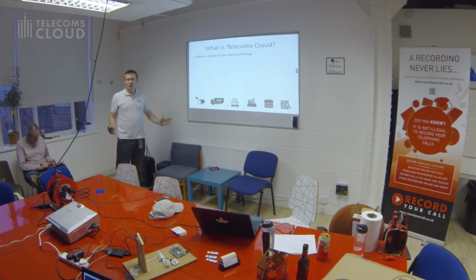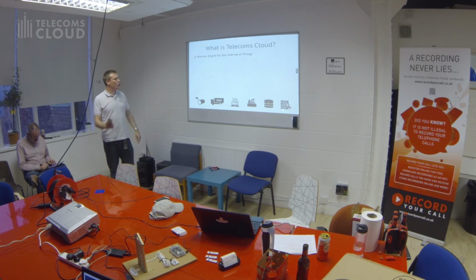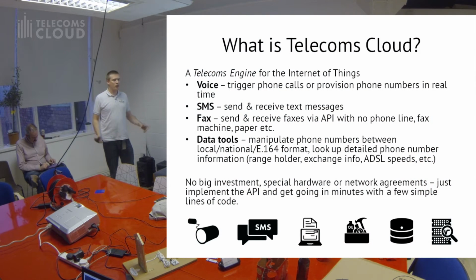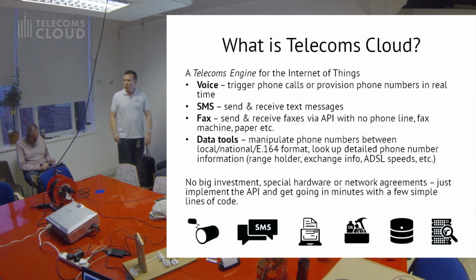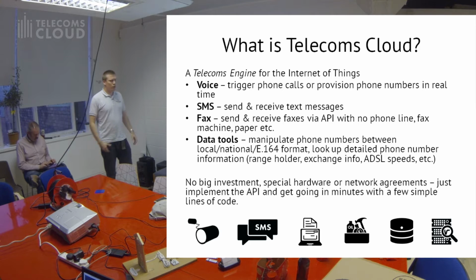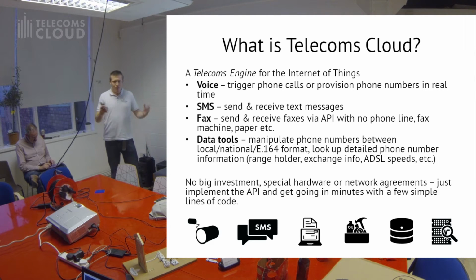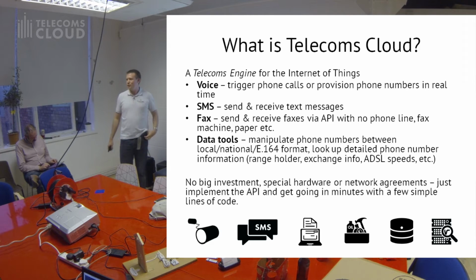The phrase that we're using at the moment is a telecoms engine for the Internet of Things. So what do we mean by a telecoms engine? Well, it gives you access to lots of telecoms features to incorporate within your website, web app, mobile app, connected device, any Internet of Things device. For instance, voice, so you can trigger phone calls when something happens or when you need a phone call to be made within your device or program, and provision and set up phone numbers in real time, change their destinations, change what happens when a phone number is called, and all that sort of stuff.